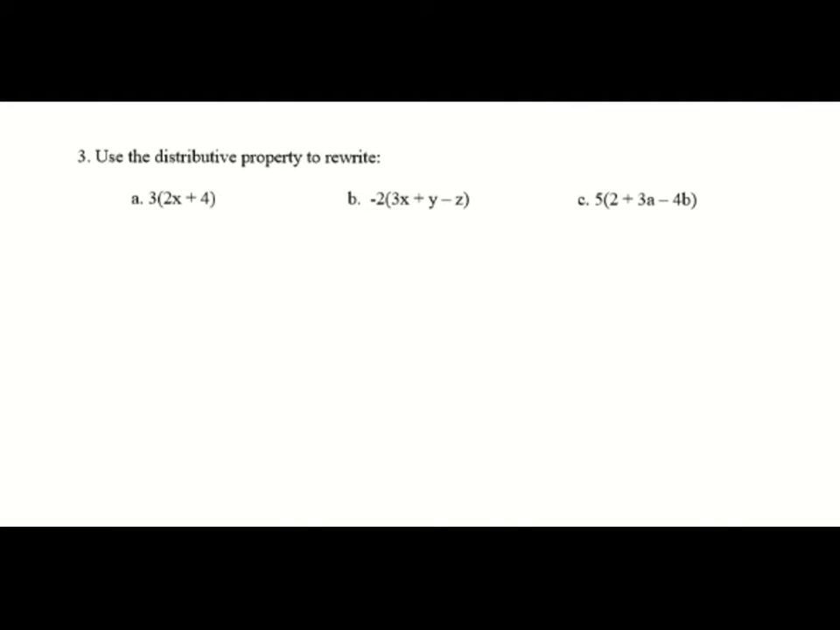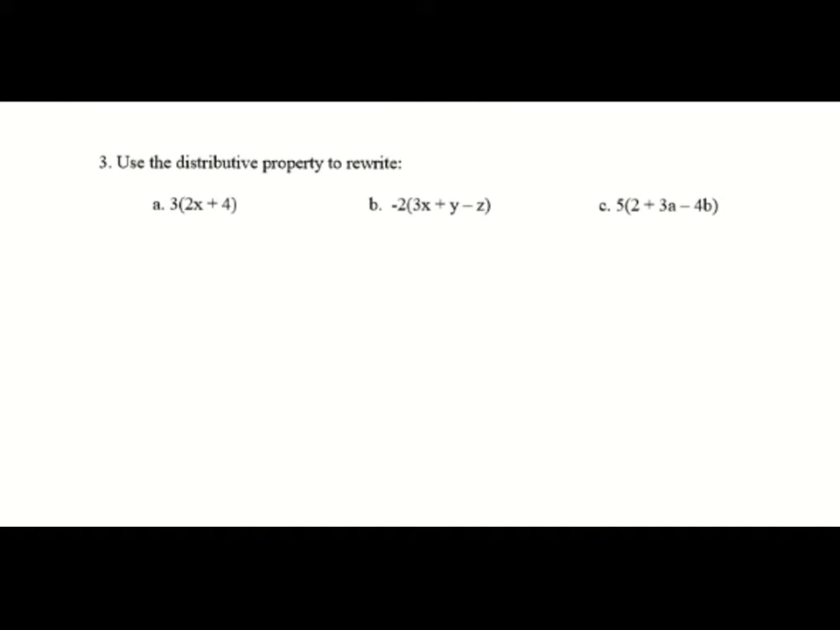All right, so here we're just practicing the distributive property again. So we're going to use the distributive property to rewrite our expression. So we're going to distribute the 3 to the 2x plus 4. So we're going to multiply. So 3 times 2x will give me 6x. 3 times 4 will give me 12. And then, again, they're not like terms, so I can't add them together.